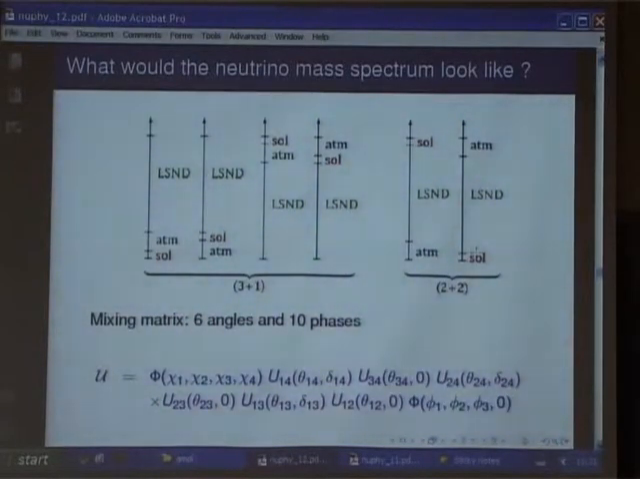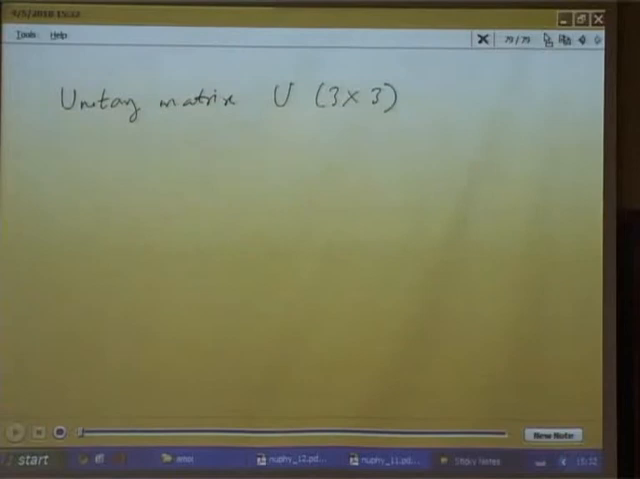So now we are going to the 4x4 case. Remember for 3x3 we had done this counting. We had this unitary matrix U. The 3x3 matrix had 9 complex entries, so 18 parameters, minus 9 constraints due to unitarity, and that gave us 9 parameters. A 3x3 matrix has 3 mixing angles, and the remaining 6 are phases.